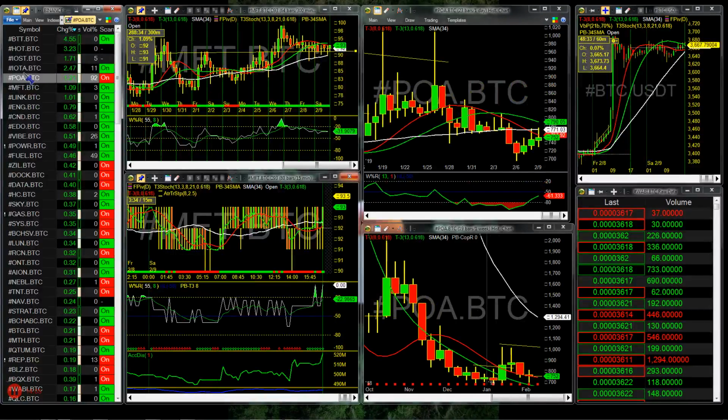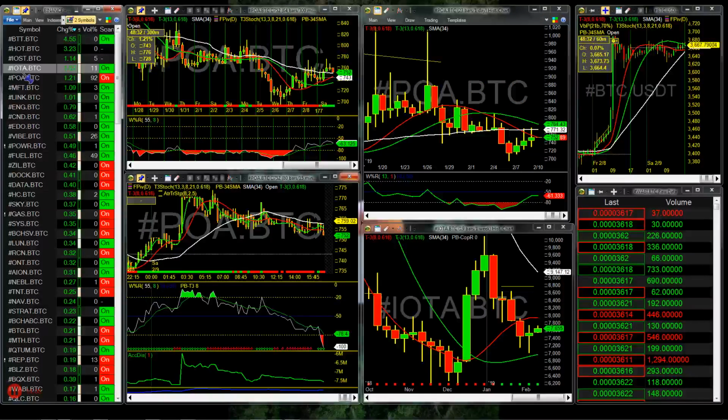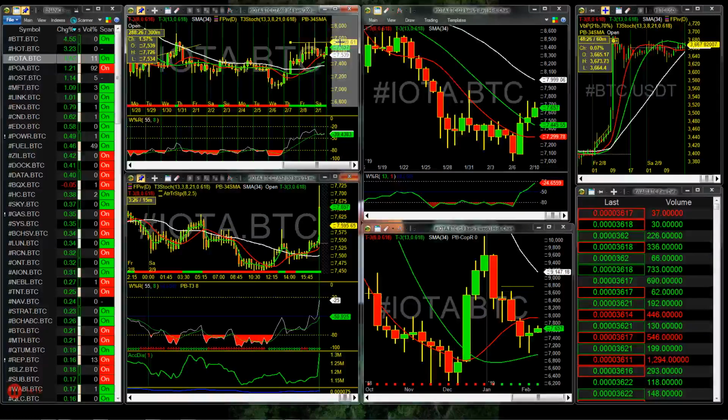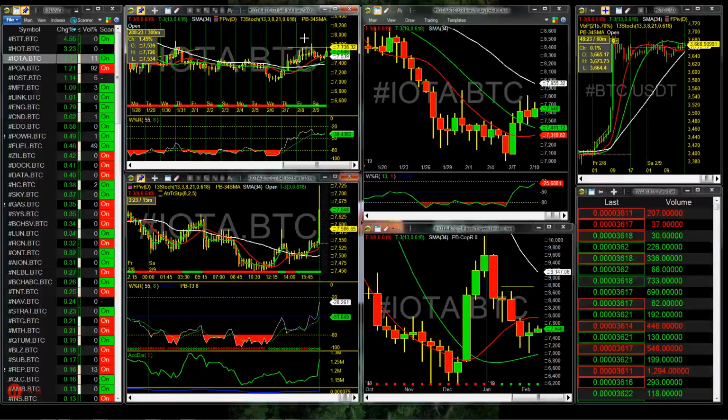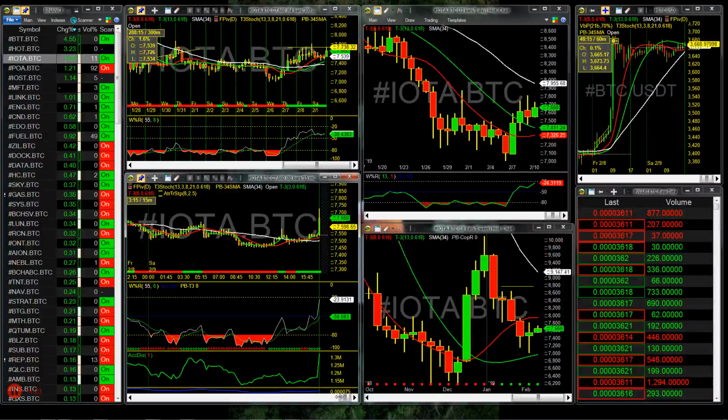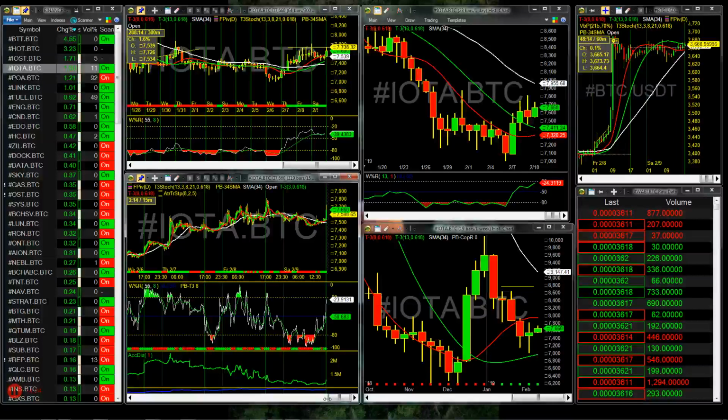POA. IOTA. IOTA's got some volume. Right on the open. Here's a 5-hour chart. Previous high break. Over the 34, back into the 34. Ready for the previous high break. You can go to shorter term, but longer term, you got some resistance coming in, so be careful.